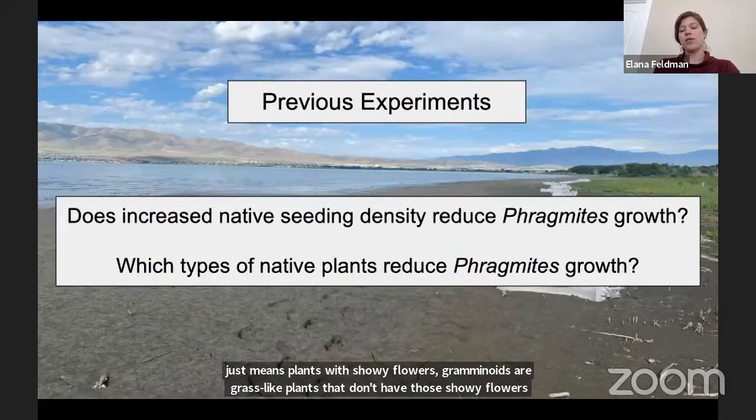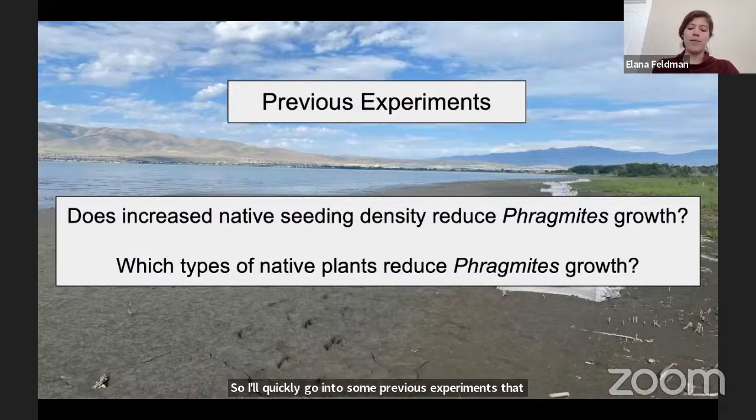So I'll quickly go into some previous experiments that were conducted by other members of the lab that inspired my own research. And these experiments answer the questions: does increased native seeding density reduce Phragmites growth? And which types of native plants reduce Phragmites growth?